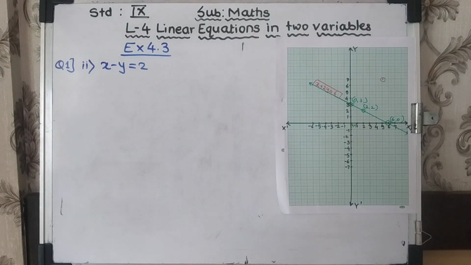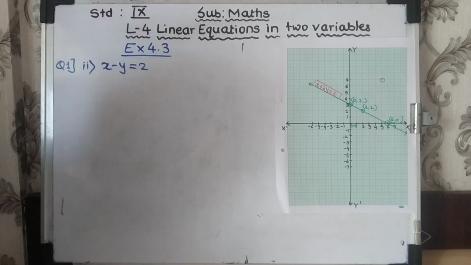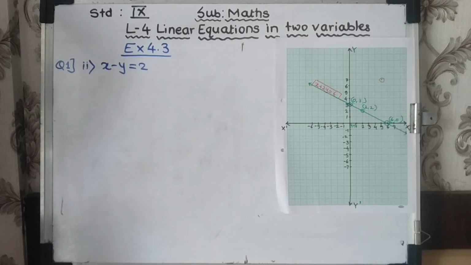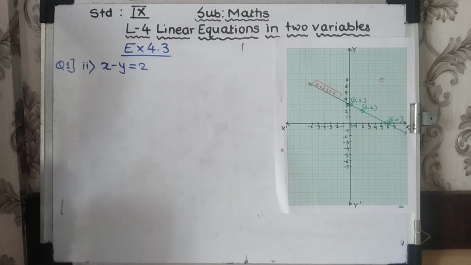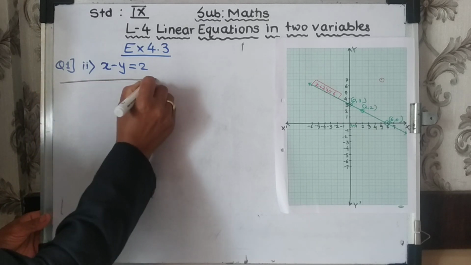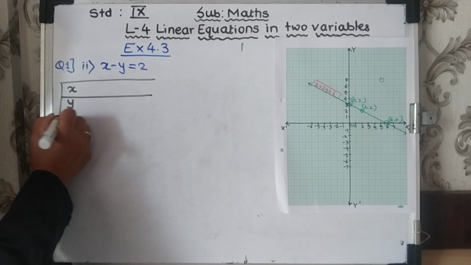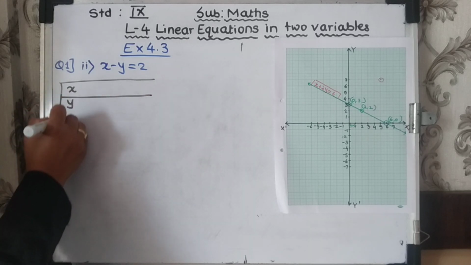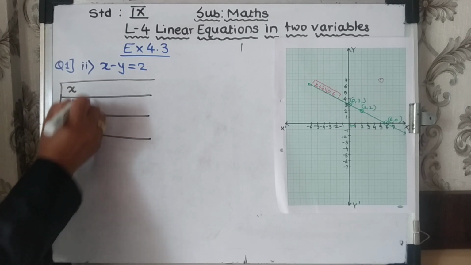So let us see exercise 4.3, how to draw the graph for question number 1. There we have a total of 4 questions. Out of that I am taking the second one. See, x minus y equals 2. So here, whenever it is asked to draw a graph, first of all we will prepare one table. In that we are just going to put x and y values, or you can have one more, that is x and y coordinate also, right? Here x and y, xy we will write.